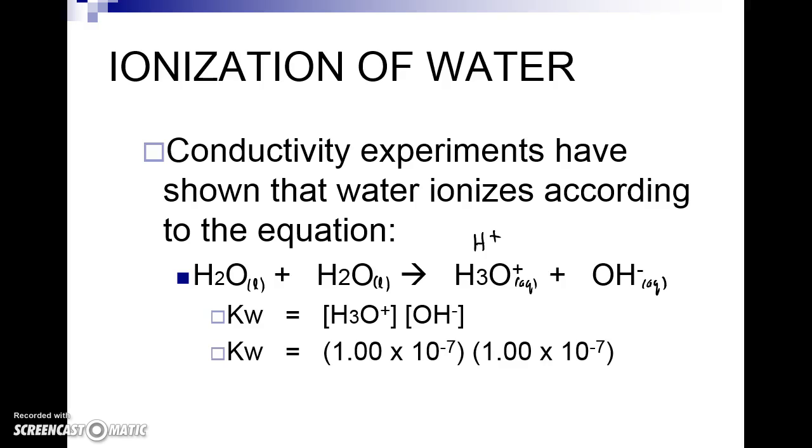It ionizes according to this idea that in perfectly neutral water, we have 1 times 10 to the negative 7th as the concentration of H3O plus, and 1 times 10 to the negative 7th as the concentration of hydroxide, meaning that KW, and this is a constant, and you'll just have to know this, but it won't be hard because we're going to use it so much, is 1.0 times 10 to the negative 14th. So how do we use this information?